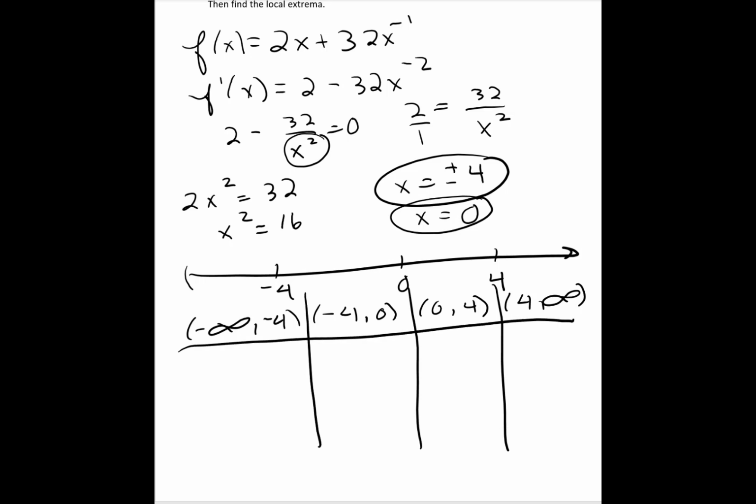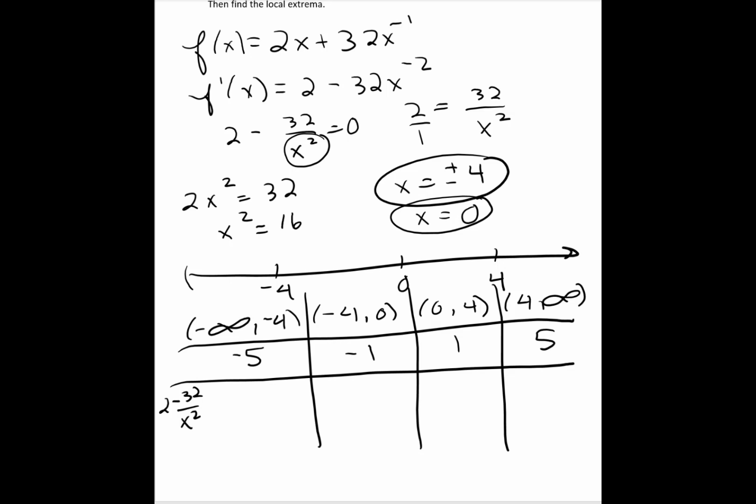I'm going to pick a point. Let's say I pick negative 5, let's pick negative 1, positive 1, and 5. So something at each interval. And what am I testing? I'm testing the sign of the derivative. So probably the easiest way to see the derivative was 2 minus 32 over x squared. So this time when I plug it in, I really need to pay attention to what I get.